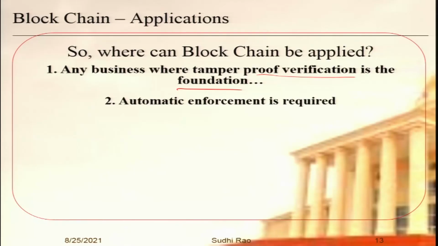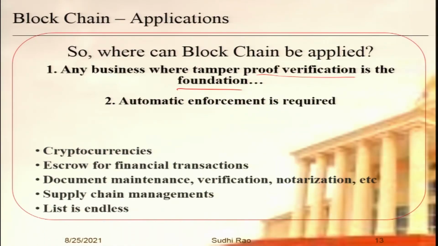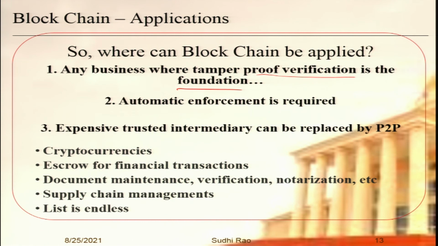So, wherever we need transparent tamper proof trust and nobody could have tampered with that, we can use a blockchain. And then with automatic enforcement, with smart contracts, the moment I transfer my documents which are found to be genuine, person B cannot stop the Bitcoins from being transferred to me. That enforcement of the contract happens automatically. So, these two are the key characteristics: transparent trust and automatic enforcement, and with the help of these two, we can replace the expensive intermediary by a one-to-one contract. So, some examples: cryptocurrencies, escrow for financial transactions, document maintenance, verification, notarization, supply chain management.